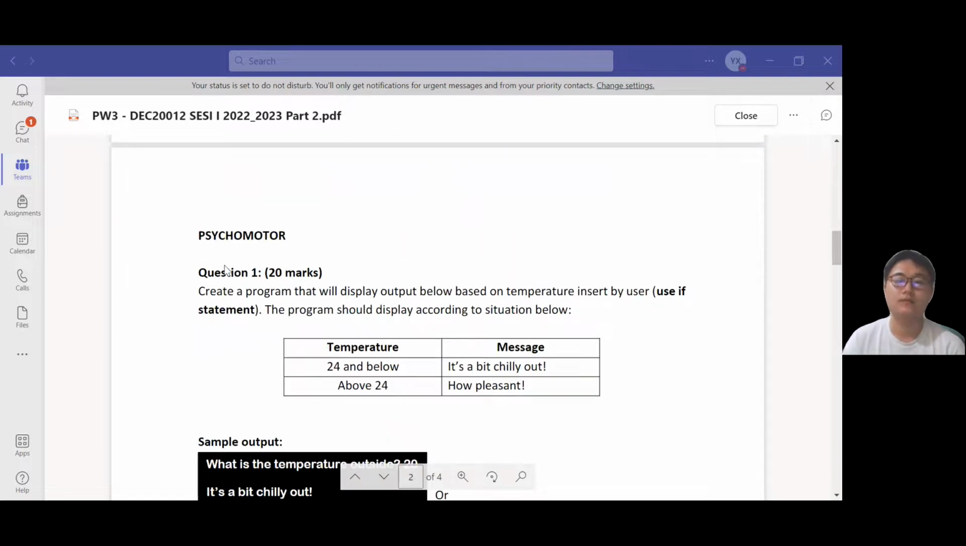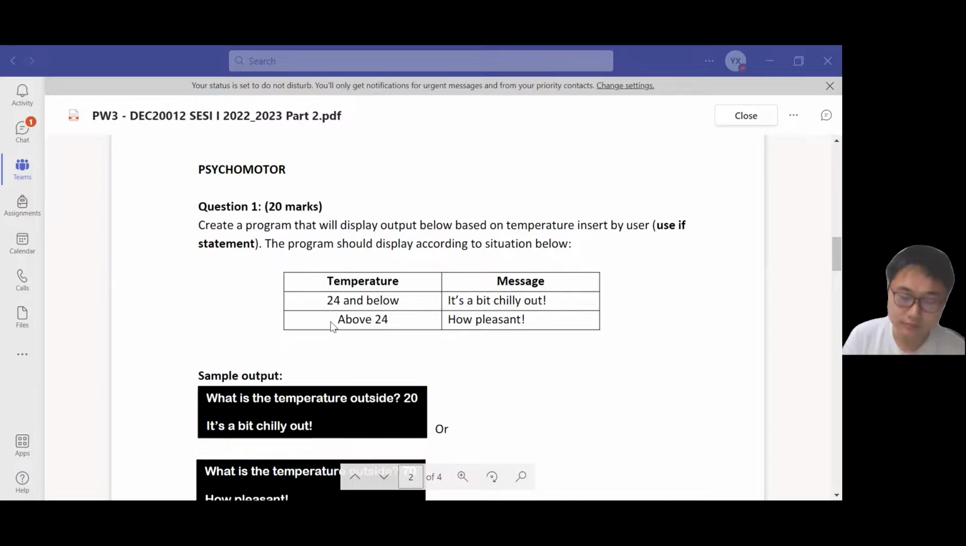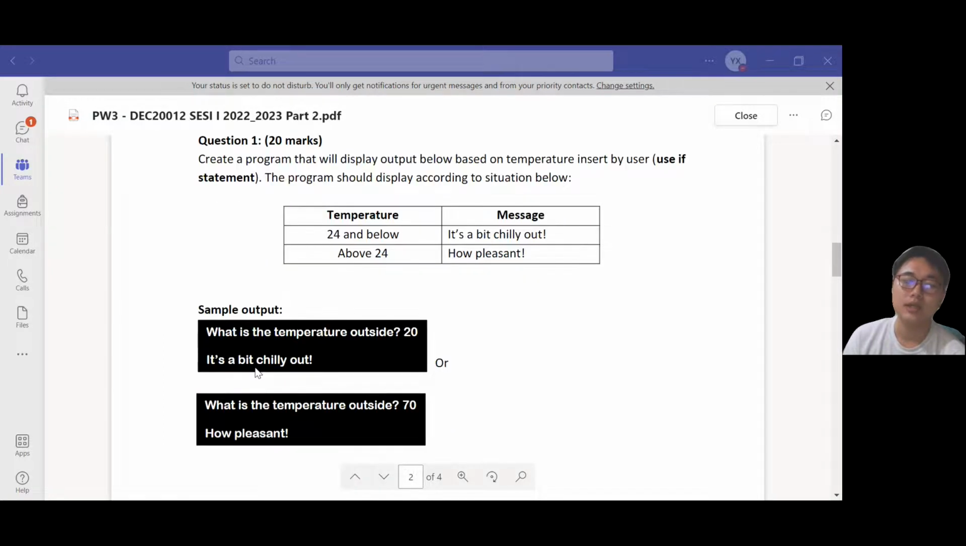So this is the second question, question 1. In question 1, I'm going to create a program that will display output below based on the temperature inserted by the user. With an if statement, the program should display according to the situation below. Temperature 24 and below, it's a bit chilly out; above 24, how pleasant. And here is the sample output. What is the temperature outside? 20 degrees, it's a bit chilly out. What is the temperature outside? 70, how pleasant.